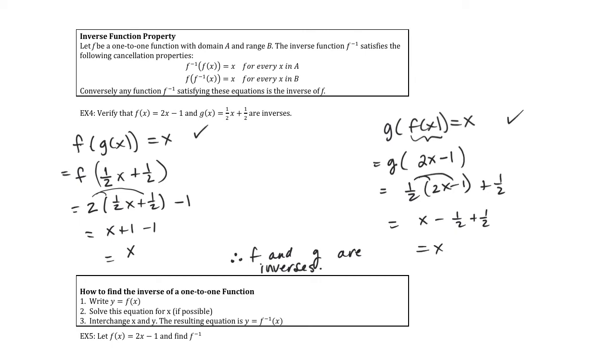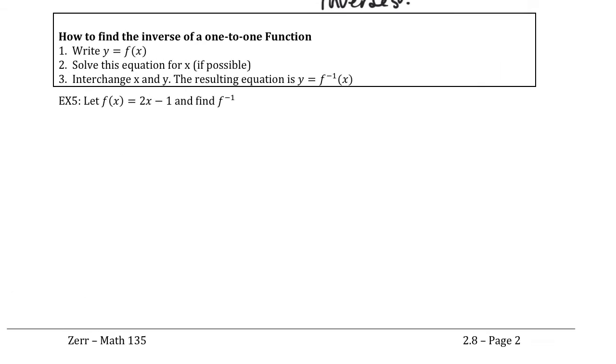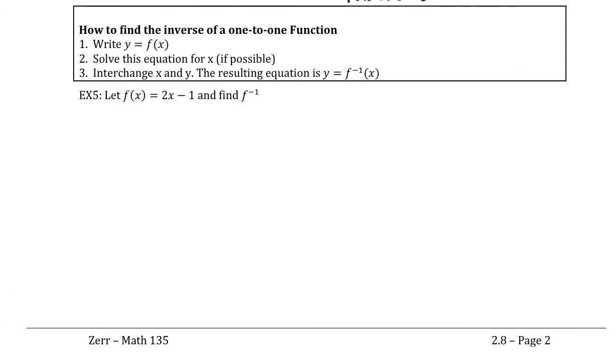Okay, so we just showed that something is an inverse, we did some examples, and now let's figure out how we can actually find the inverse. Okay, so we're going to write whatever function we have, instead of f of x, just using y. And now solve for x if possible, and then just switch x and y. And what we end up with is the inverse. Okay, so here we go.